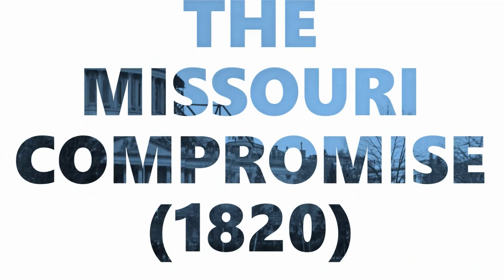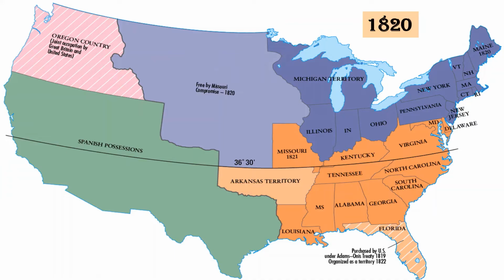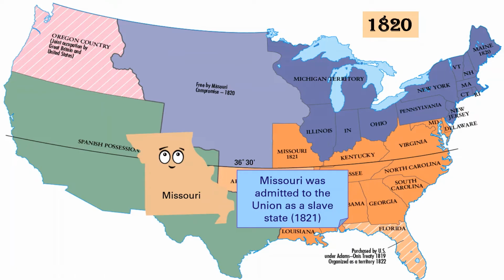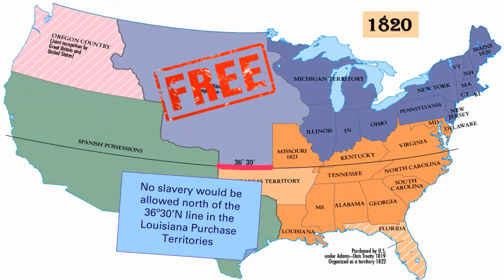The Missouri Compromise, 1820. As part of the Missouri Compromise, Maine came in as a free state in 1820. Missouri joined the Union as a slave state the following year. The 36°30′ north latitude line was set as a boundary, and all territories of the Louisiana Purchase north of this line were declared free of slavery.